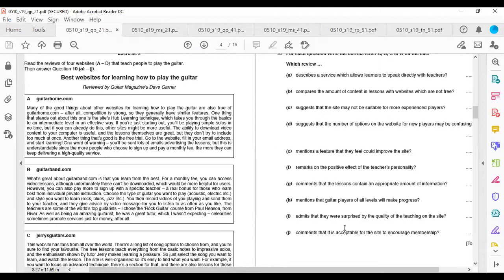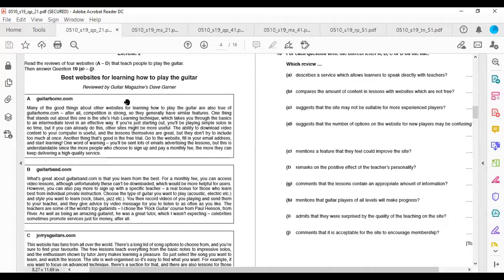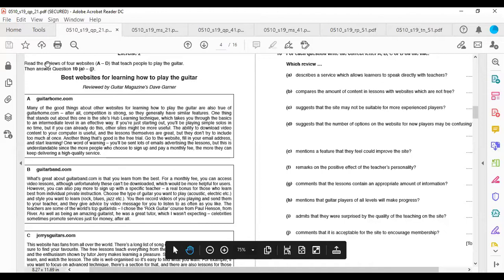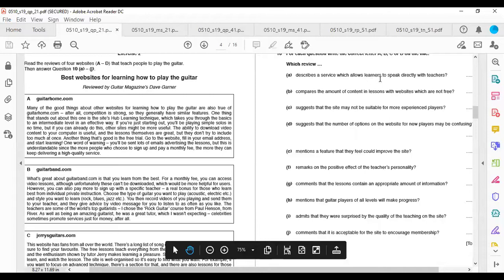It says here, describe a service which allows learners to speak directly with teachers. So these 4 texts, in these 4 tables, are reviews about some websites teaching people how to play the guitar. So which one of these 4 allows learners to speak directly with teachers? You have to read and find. How to go about this question?